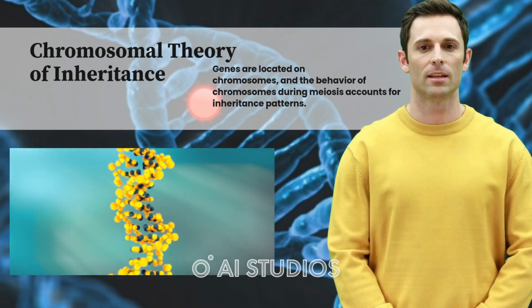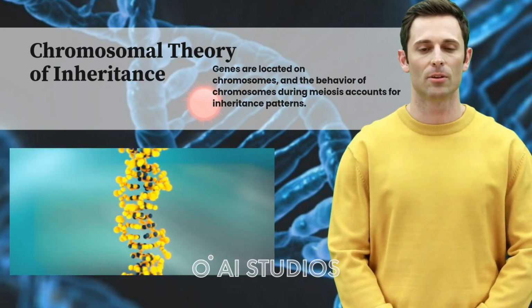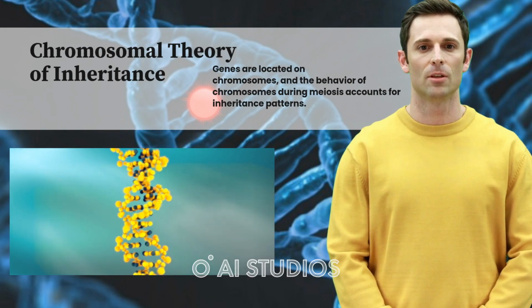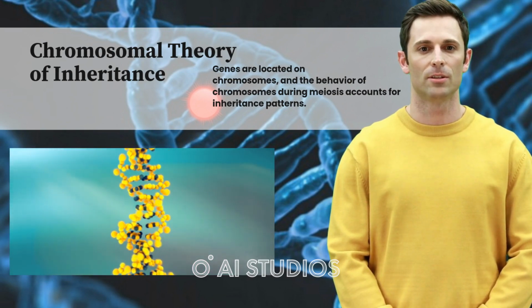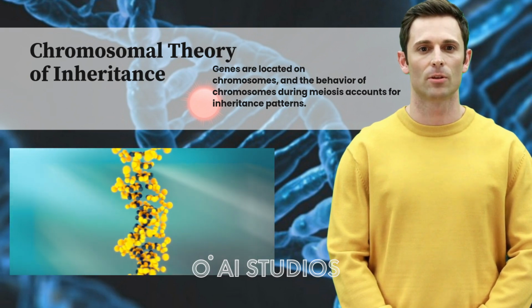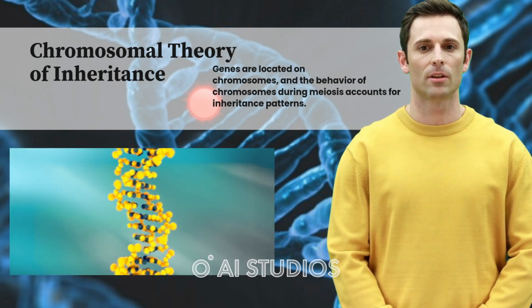In the early 20th century, Thomas Hunt Morgan discovered that genes are located on chromosomes. The behavior of chromosomes during meiosis explains inheritance patterns, including segregation and independent assortment. Chromosome abnormalities can lead to genetic disorders.